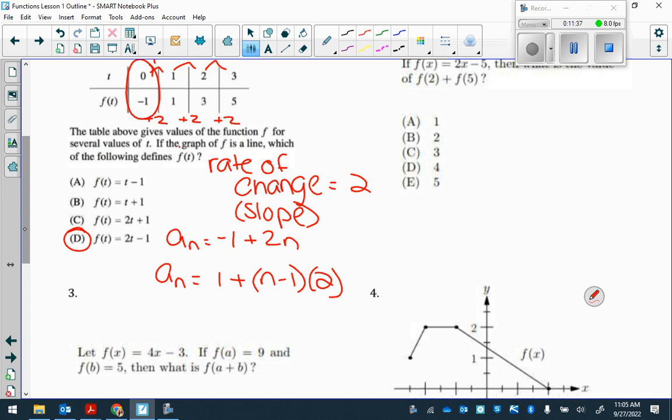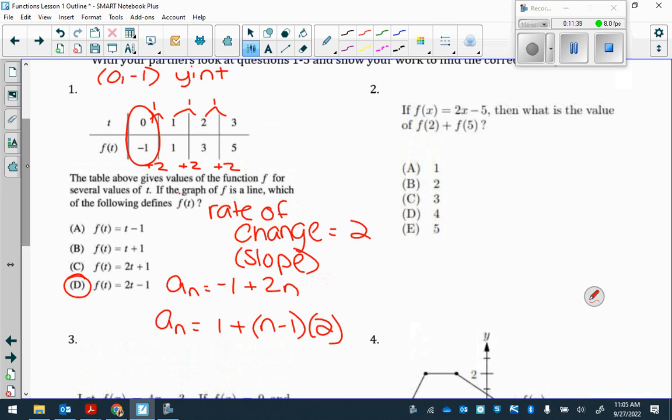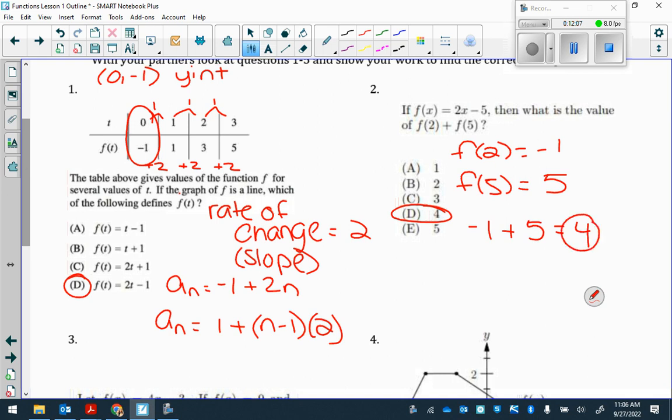All right? So if we look at number 2, what do we get? Jason. D. Good. Okay. So we do f of 2 first. What did we get for f of 2? -1. Then we do f of 5, which is? Okay. Then we do f of 2 is 5, which gives you the 4. Excellent. Okay.